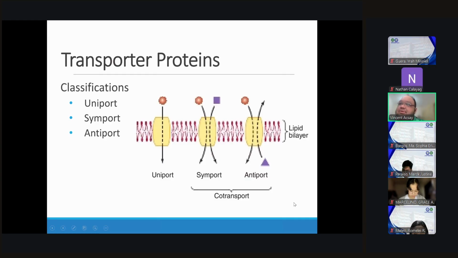Transporter proteins also have classifications based on how they transport and what they transport. In this case, we have uniport, where uni means transporting one molecule at a time. Symport is a form of co-transport where they move two molecules at a time, sometimes using the concentration gradient of one to drive the other. The last form of co-transport is called antiport, where driving one molecule in is done through the gradient of driving one molecule out.